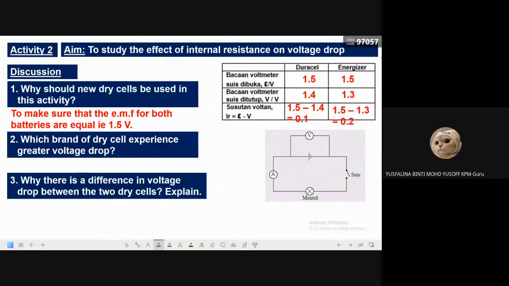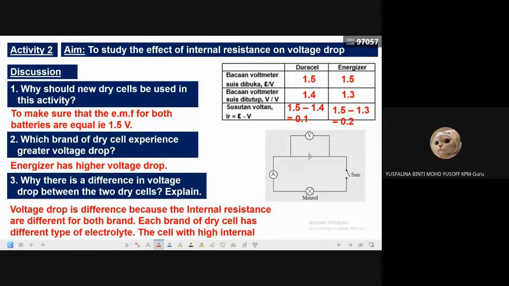Right. So why should a new dry cell be used in this activity? Okay, so you need to change, right? To change, you need to use the new one. So you cannot take the one that has already been used, because we want to make sure that the EMF is 1.5. So to make sure that the EMF for both batteries is equal, 1.5. Okay, so which brand of dry cell experiences a greater voltage drop?